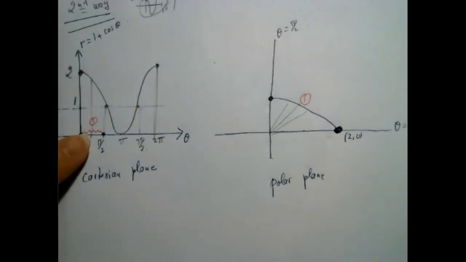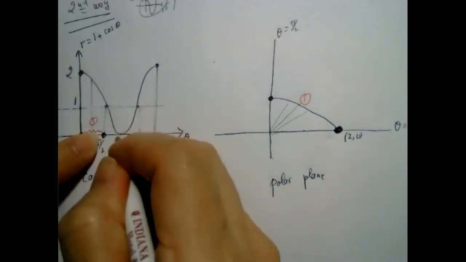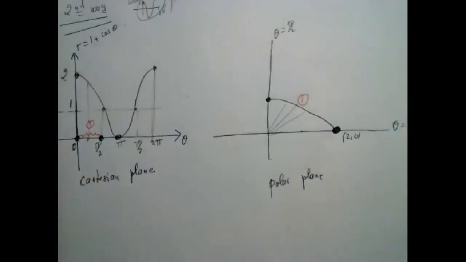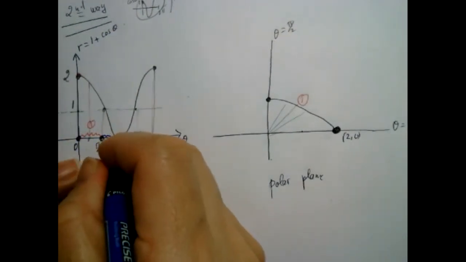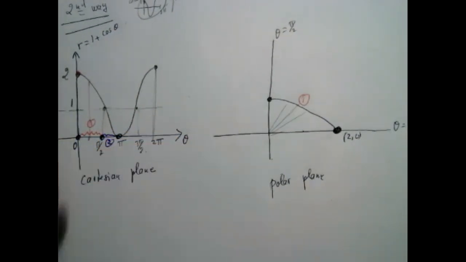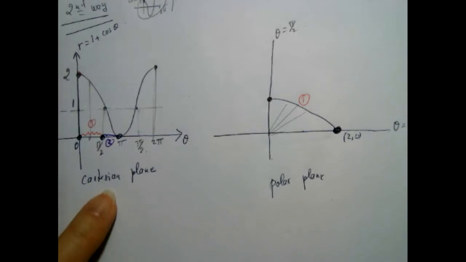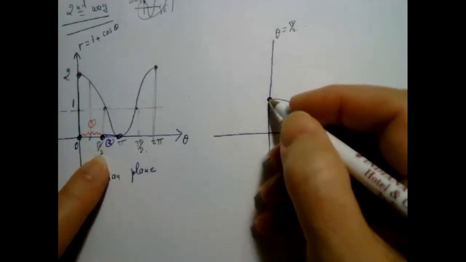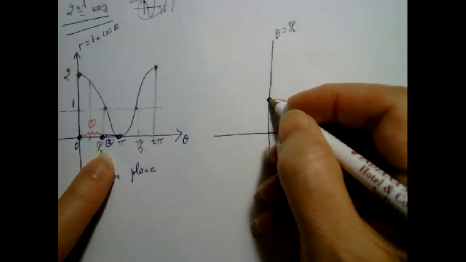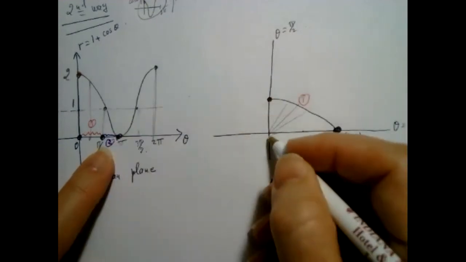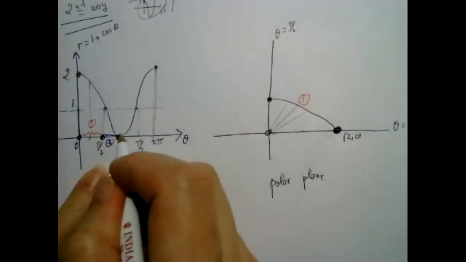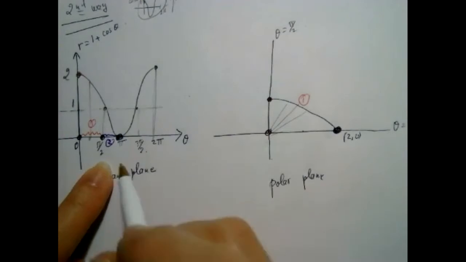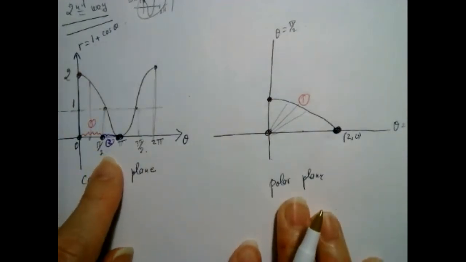Now I keep moving. Between pi over 2 and pi, when theta is sweeping this region, pi over 2 all the way to pi, I'm going to call this region 2. I don't have to, but just to make it easy. What's really going on here? At pi over 2, that's my r. At pi, my r is 0, because this is pi. But what's happening in between? Is r increasing or decreasing?